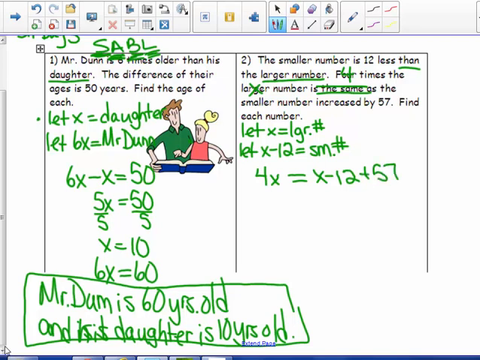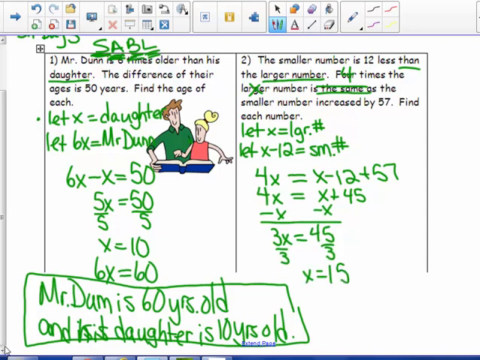So 4x is equal to x minus 12 plus 57. Find each number. Well, I've got like terms here. Negative 12 and 57 makes 45. So 4x equals x plus 45. My variable, I'm going to subtract x from both sides next. I get 3x equals 45. Dividing by 3, I get x equals 15.